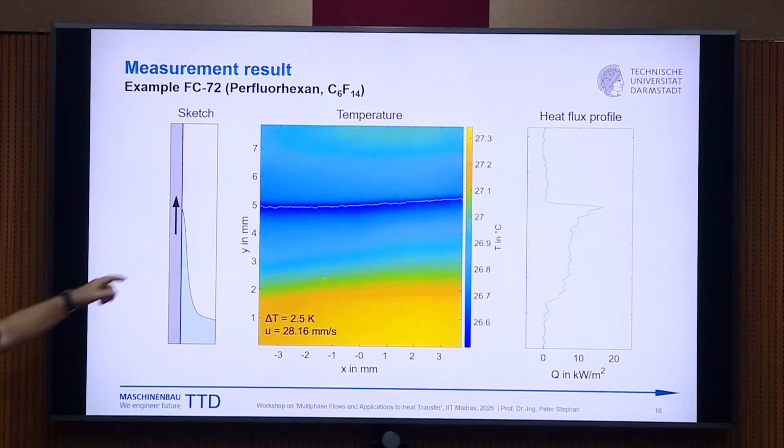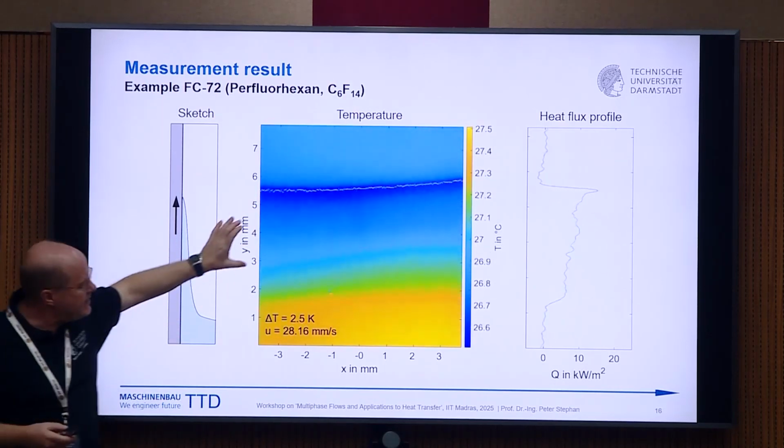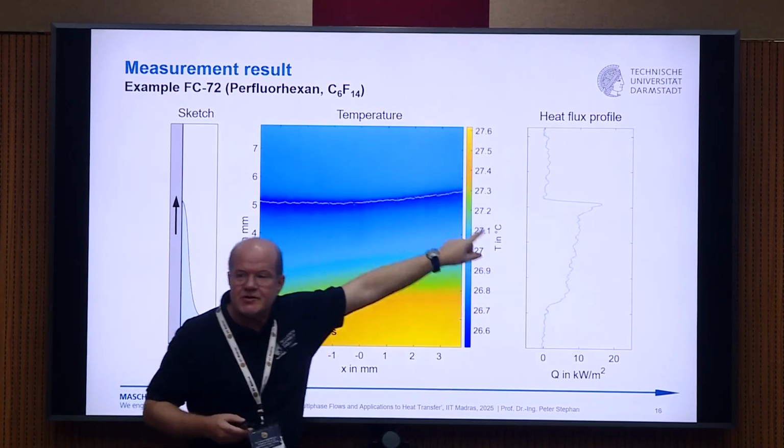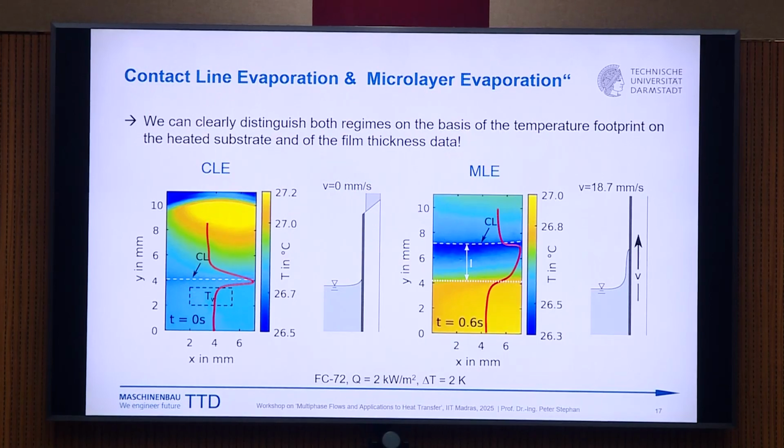And thereby we can investigate. This white line means there's the real contact line, but here now you see a film formation, a typical film formation profile. So that's how the experiment looks. And we did a lot of experiments, of course, with different fluids and different pressures and different delta T, so different heat fluxes and so on.